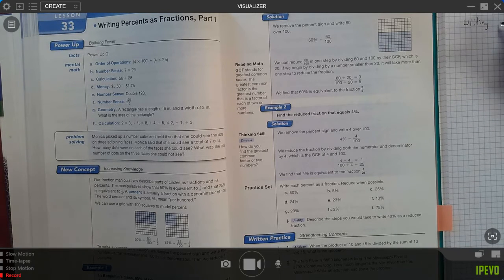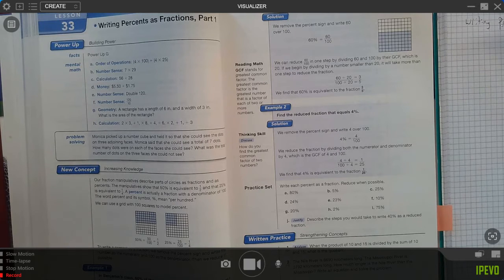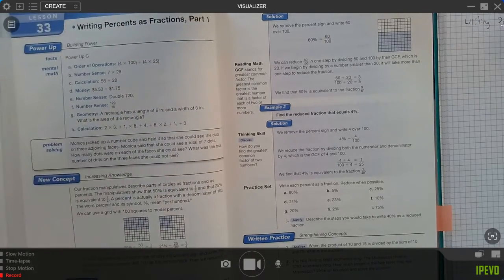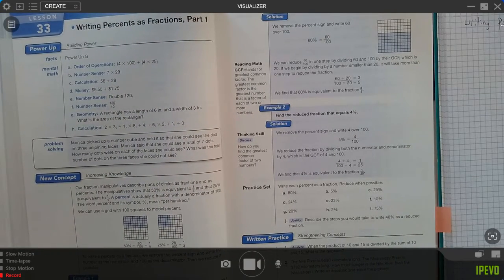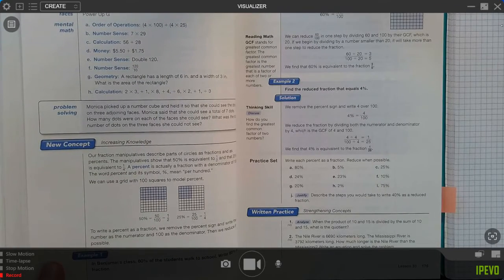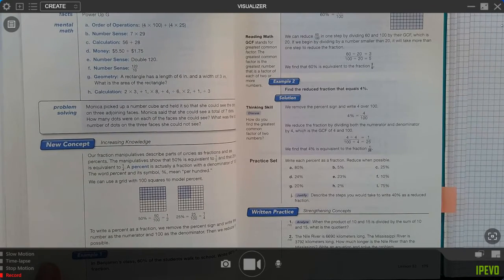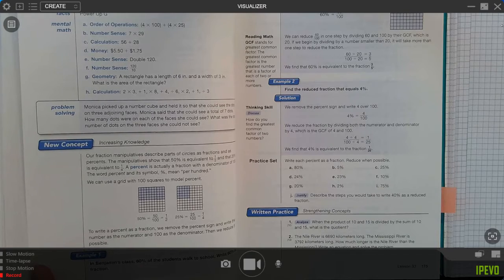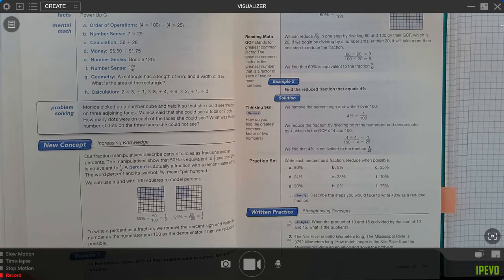So writing percents as fractions. Okay, so mental math, problem solving, you've got to do that first. Then new concept. Our fraction manipulatives describe parts of circles as fractions and percents. The manipulatives show us that 50% is equivalent to half and 25% is equivalent to 1/4. Okay, that shouldn't be too new. We talked about that before.